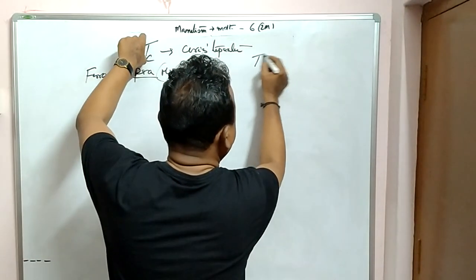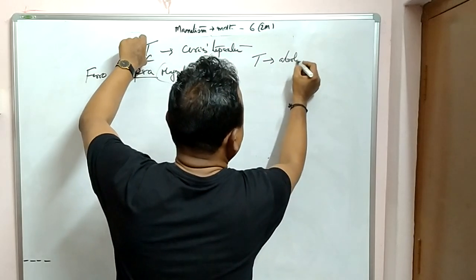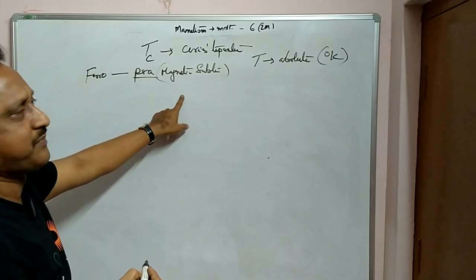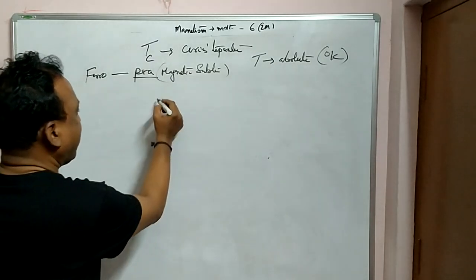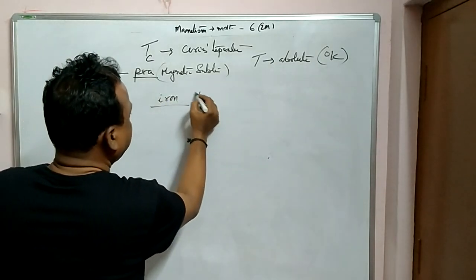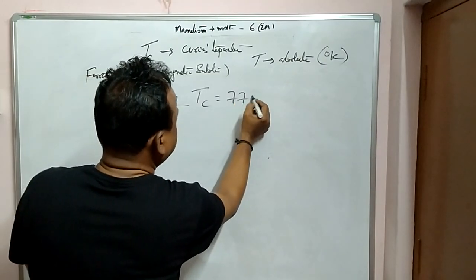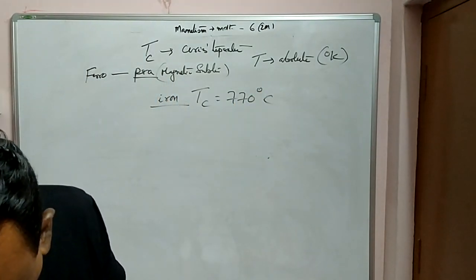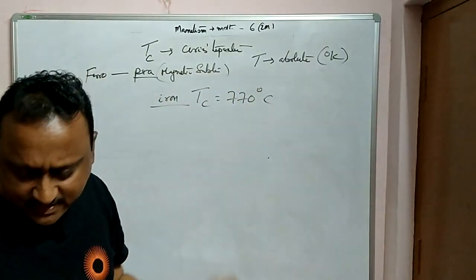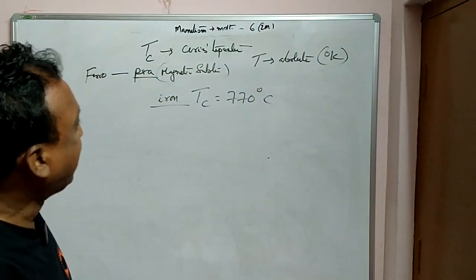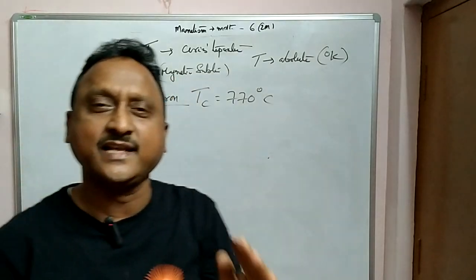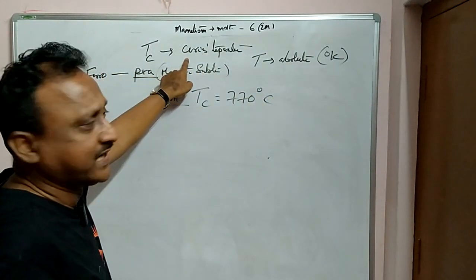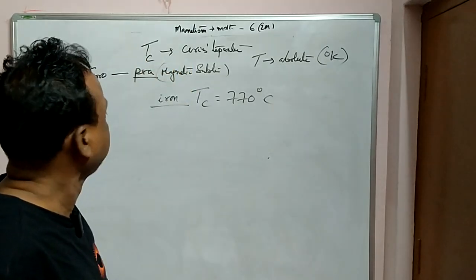If I write T, it is absolute temperature, that is Kelvin temperature. Tc is Curie's temperature. And we have an example for iron. For iron, the Curie's temperature is around 770 degrees centigrade. So when the temperature increases, the ferromagnetic substance is converted into para. That temperature is called Curie's temperature, Tc. Clear?